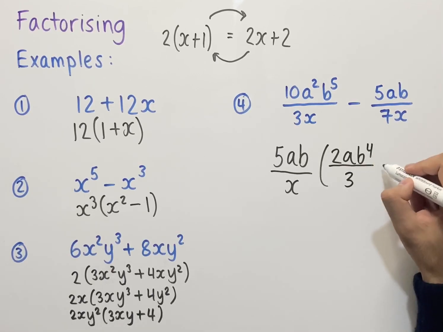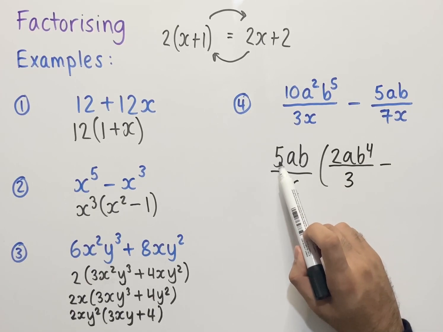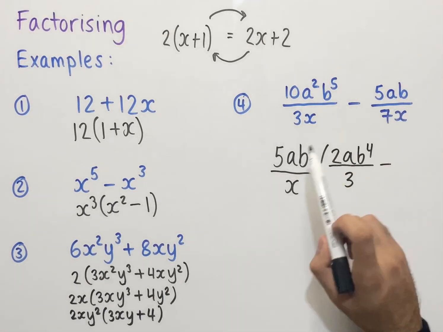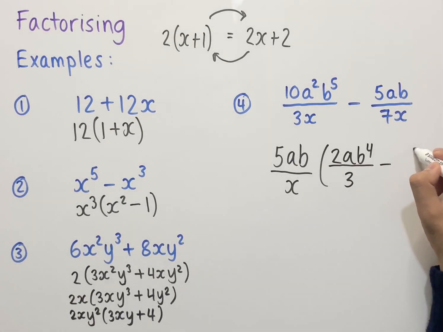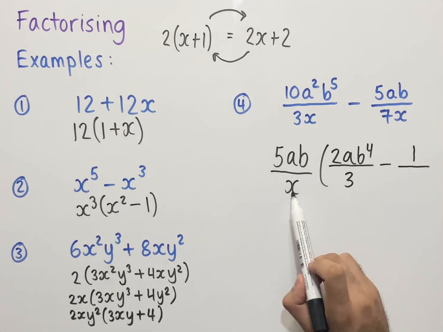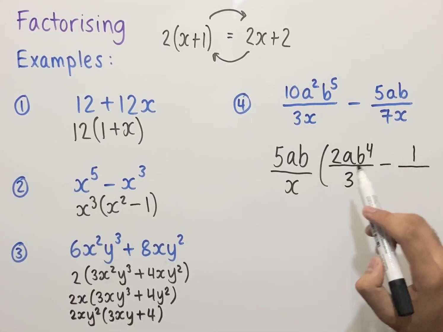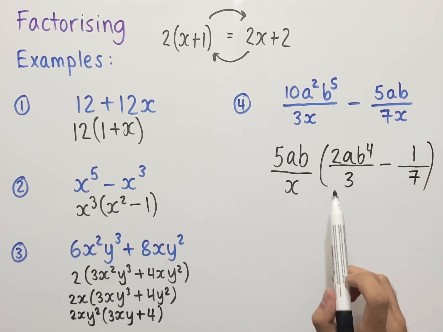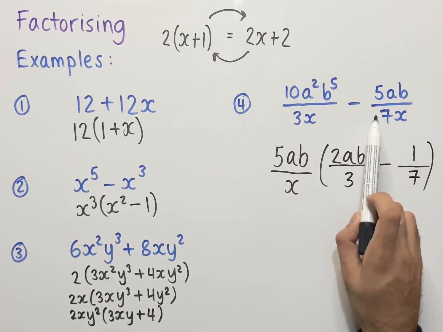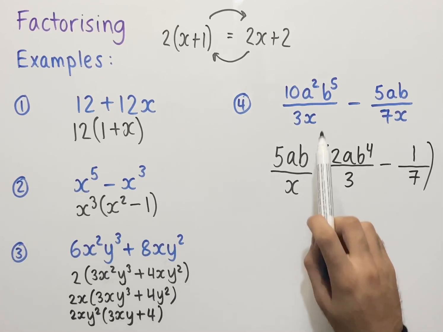Then for the second fraction, so we've got a minus sign in between the two terms, and now in the second fraction, we see that in the numerator, we've got 5ab, so 5ab times 1 would give us 5ab. So we would just write 1 in the numerator, and then in the denominator, since we factorized an x out, we need to think about what do we multiply x with to get 7x, and that would be 7. So we write 7 in the denominator, and we're done. We factorized these two terms to give us this. And if we were to expand the brackets here, we would end up with what we started off with.